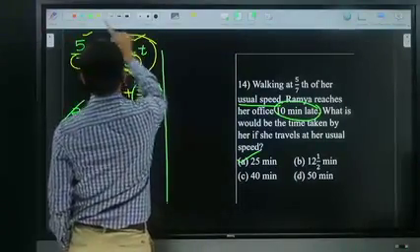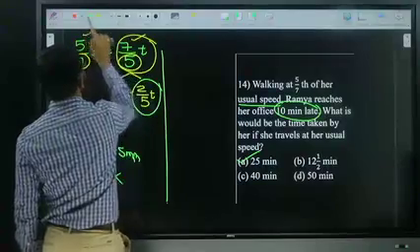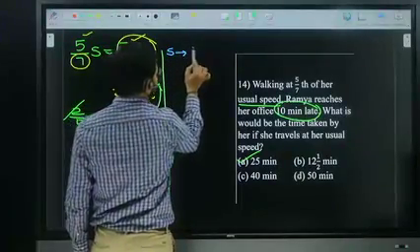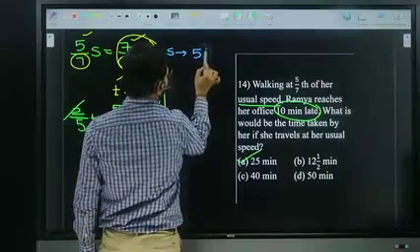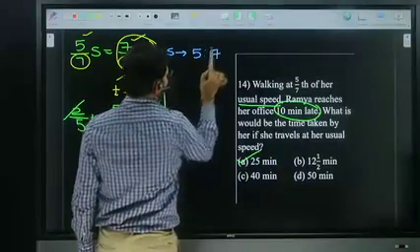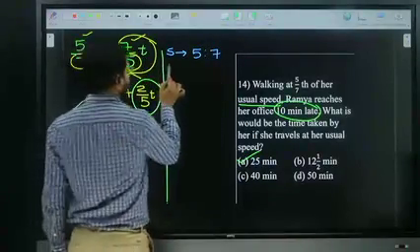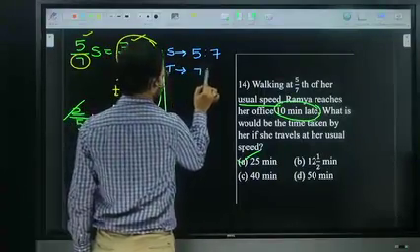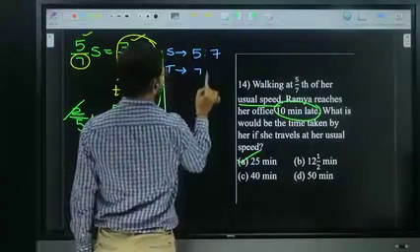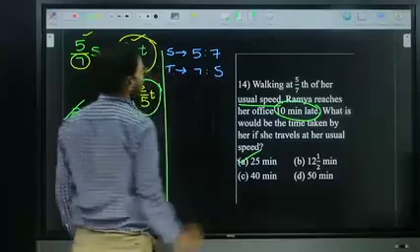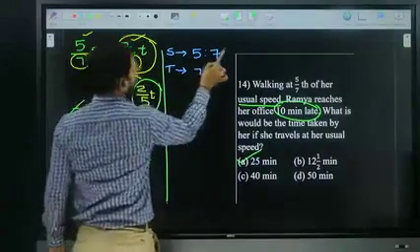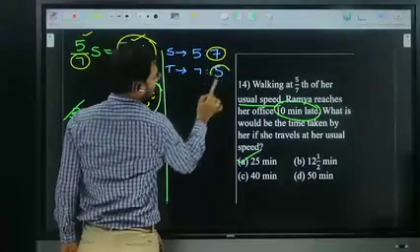Here they have given the speeds ratio, 5 by 7. So 5 by 7 is the speeds ratio, 5 is to 7. Then automatically the times ratio is 7 is to 5. Original speed is 7, original time is 5.